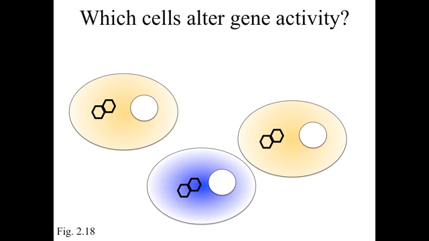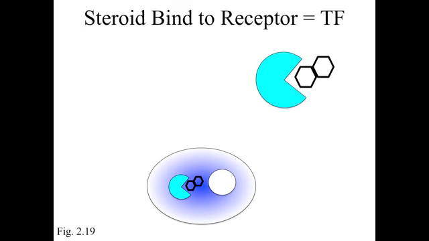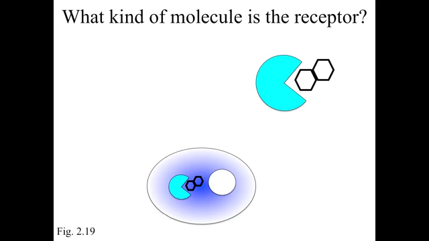The question we want to understand is, how do cells know if they should respond by changing gene activity? Which cells respond? As you can see here in the animation, the one down at the bottom has changed its transcription level, changed its gene activity, as indicated by the blue color. Steroids by themselves cannot change any gene activity. Steroids must bind to a receptor, and the receptor is in the cytoplasm of the cell.